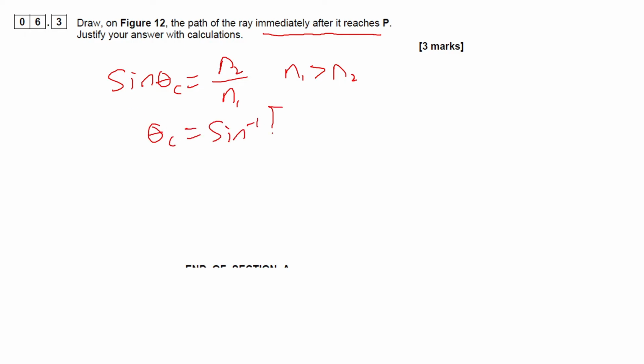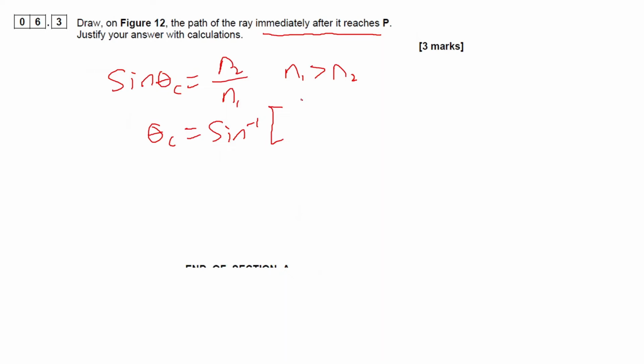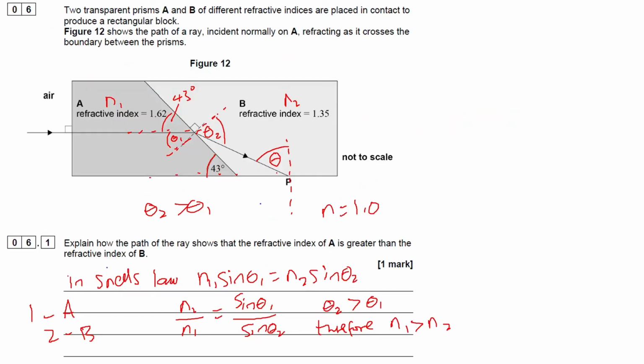So using this equation, inverse sine of air, which is 1.0, divided by 1.35. And when you do that, you get a critical angle of 48 degrees. So this is the critical angle. Now we need to determine really whether this angle here is going to be bigger than or smaller than the critical angle. So it just requires a bit of geometry here to figure out the missing angles.